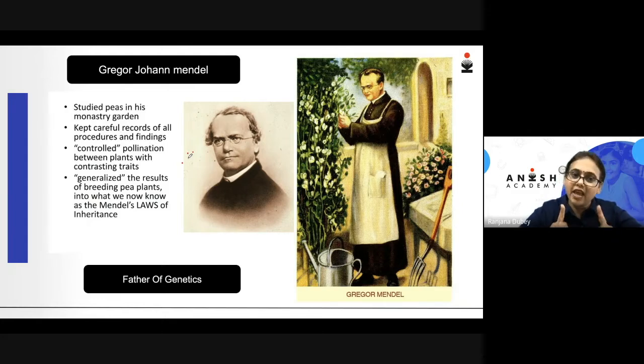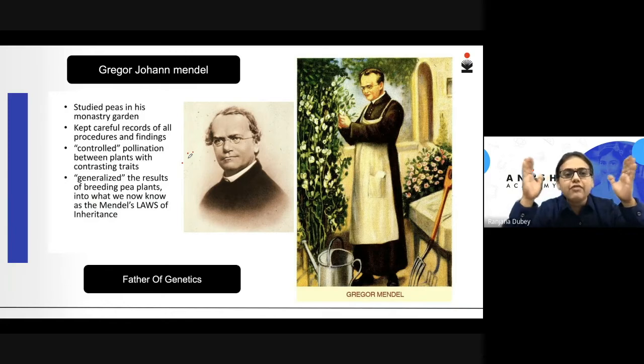Now, he was very careful in selecting the pea plant for all his experiments. But he was not just that, he was also a very passionate gardener himself. He lived in the monastery where he cultivated the pea plants and observed them very minutely. He performed various experiments on them and kept careful records of all the procedures and findings. Not just that, he even kept the data of how many individuals were produced in the offspring and how many different types they were presented in.